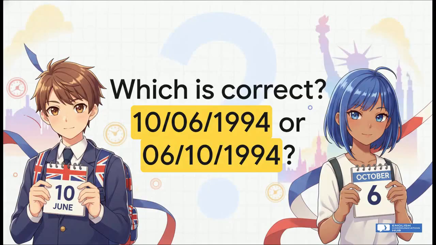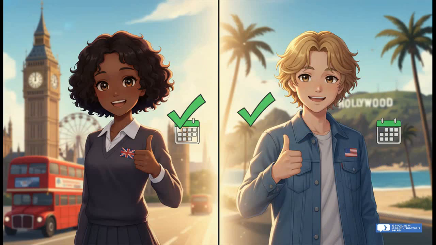Okay, let's just jump right into the middle of it. If you see these two dates written out with just numbers, which one is actually correct? The 10th of the 6th or the 6th of the 10th? Go on, have a look. Which one would you pick? And the answer is, well, they're both right. And that right there is the problem. It's exactly why this is so confusing for so many people. See, depending on whether you're in London or Los Angeles, one of those is perfect and the other one is just wrong. But don't you worry, by the end of this, you're going to be an expert in both.